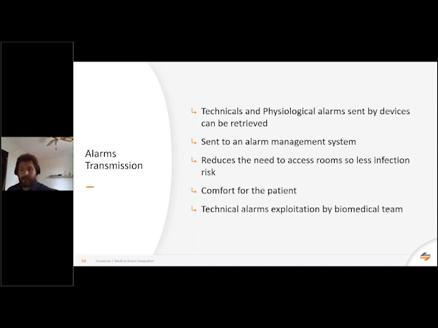So as a conclusion, Patient Connect as a third-party software solution can greatly reduce nursing time by automatic data collection from any kind of device. This manufacturer- and medical-software-neutral solution can send HL7 ORU structured data as expected to any medical software such as the EHR through this interoperability platform. Added to automatic data collection, alarms can also be collected to be exploited by nursing staff or biomedical staff. That's all for me. Thanks for your attention.